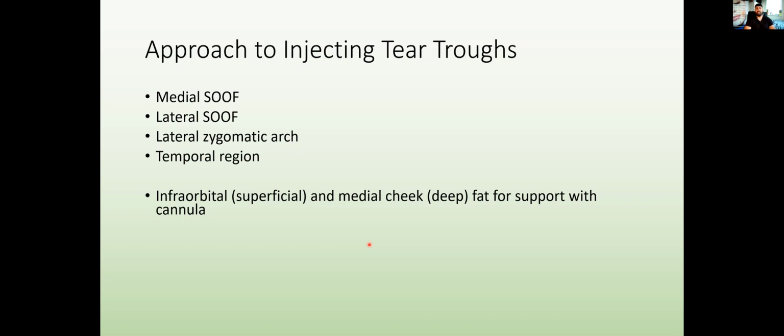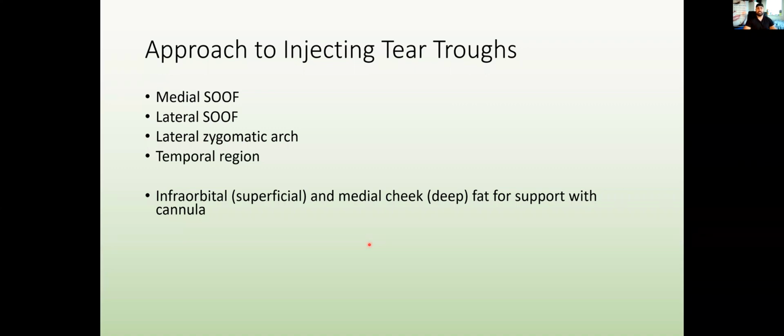We need to then decide where we're going to inject, and I will show you on an image how I've injected. The things we need to consider would be the medial and the lateral SUF. So remember, the SUF in the infraorbital region isn't all one layer, so to speak. You have your medial aspect and then you have your lateral aspect. And if you inject product into the medial aspect, it will not spread into the lateral. So we need to make sure that we are injecting both compartments.